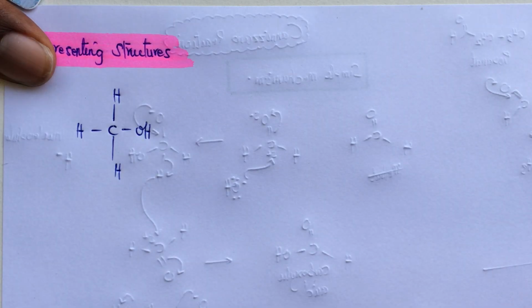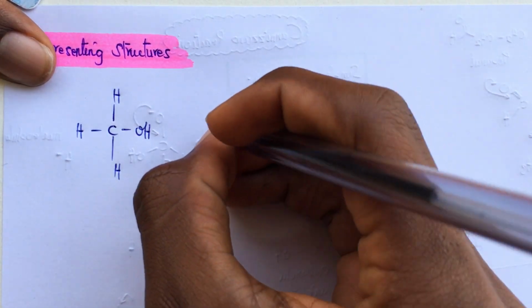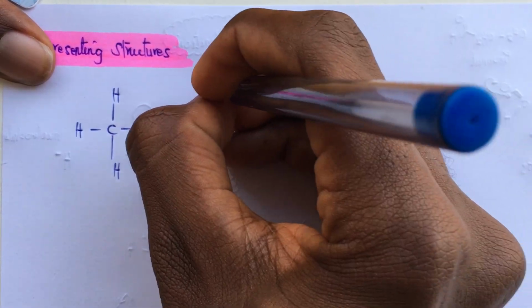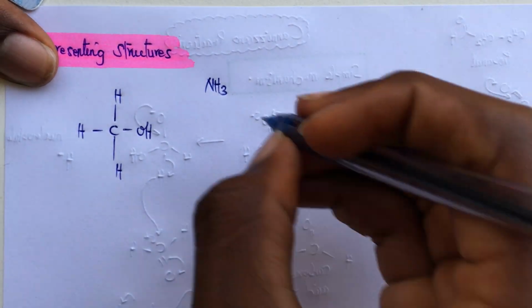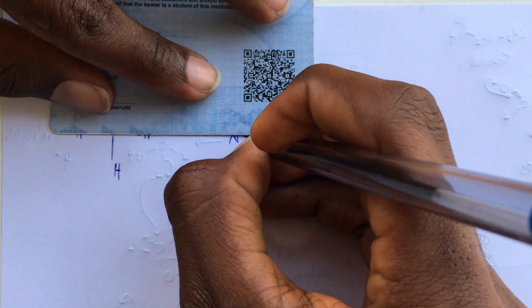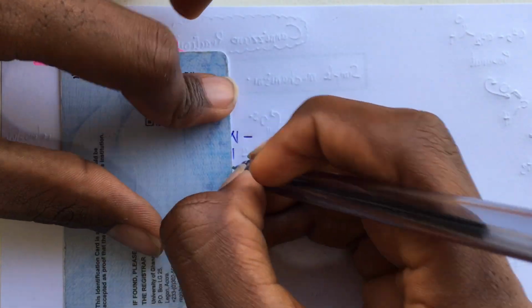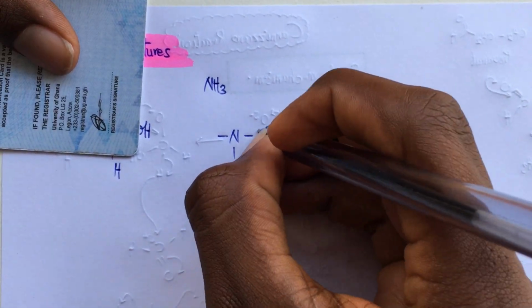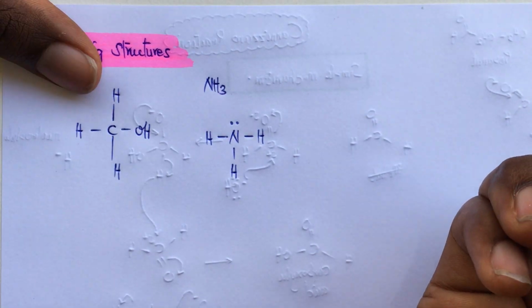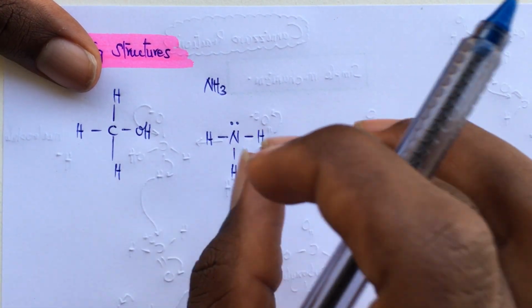Do you get it? Now I can also write ammonia. You know how ammonia looks like. I can write it in the condensed form NH3. If I'm trying to write it in the Lewis form, having my ammonia here, 1, 2, 3, so 1, 2, 3, and the lone pairs are here. Are you all following? So this is it.